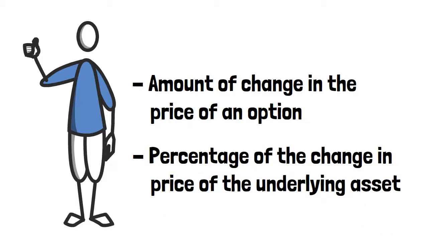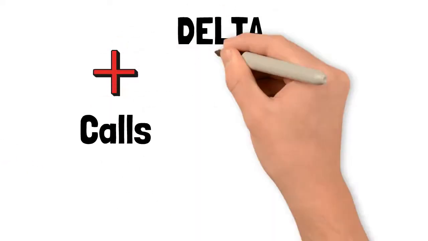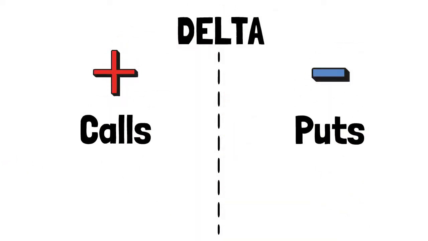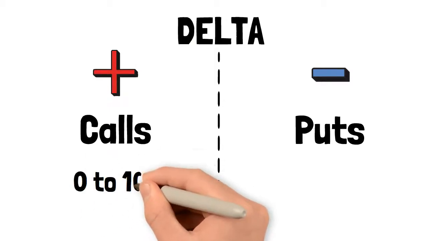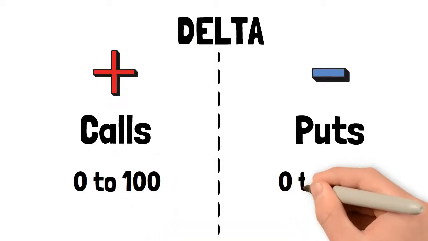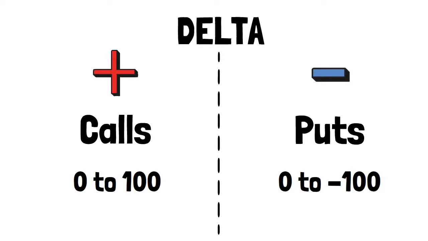price of an option. Delta is positive for calls and negative for puts. Values range from 0 to 100 for calls and from 0 to negative 100 for puts.